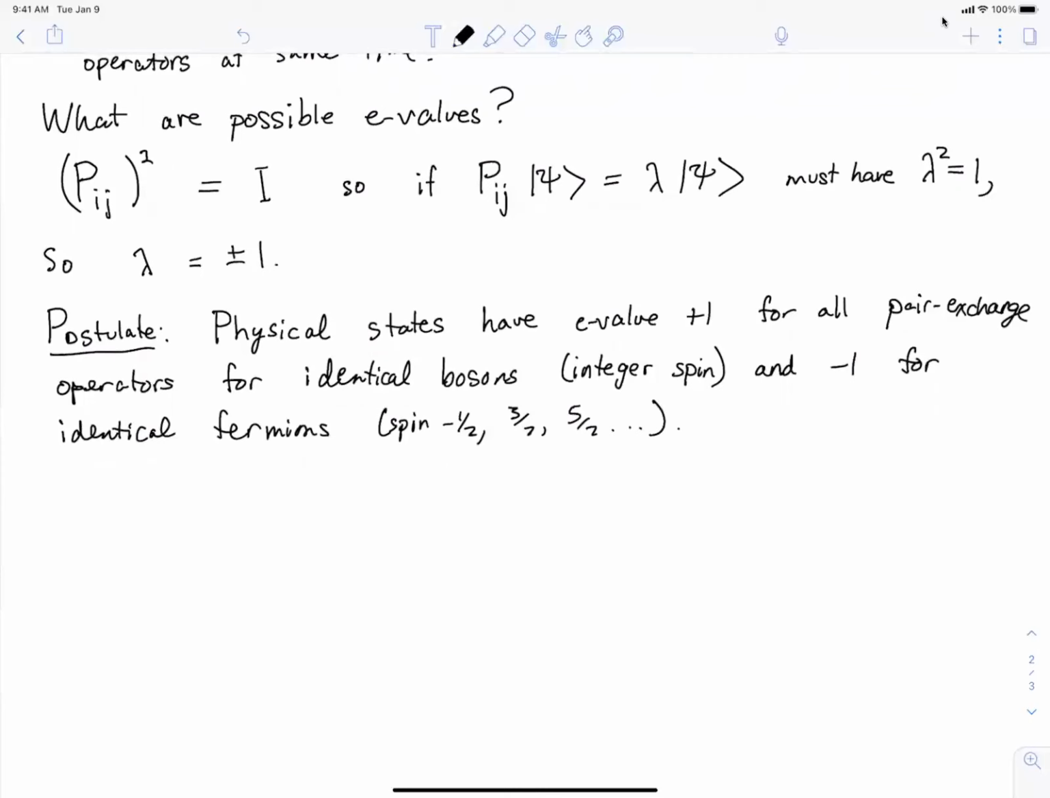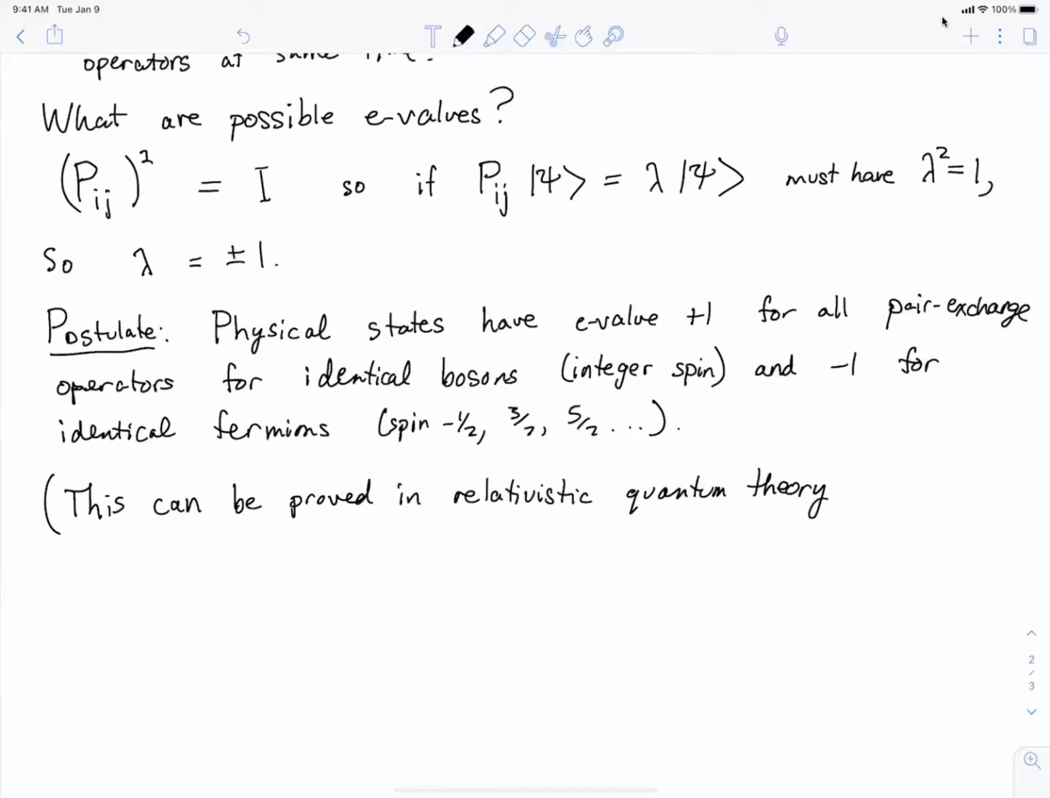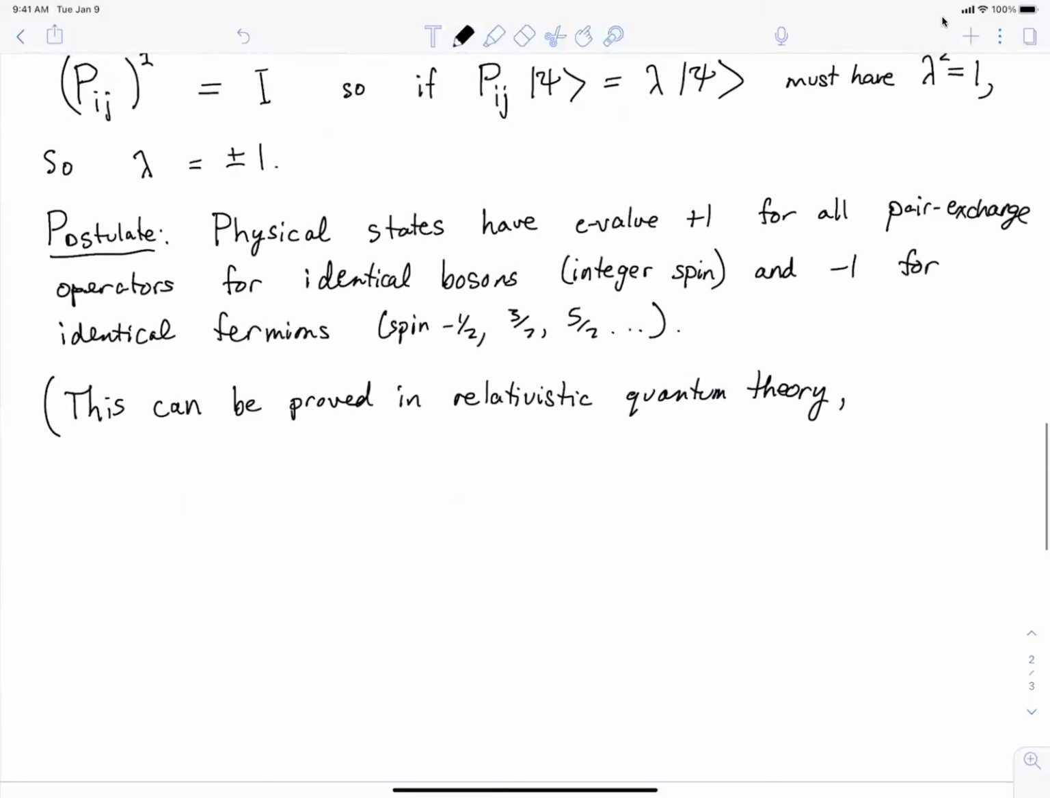So it turns out, I'm going to put this in parentheses, that you can prove this rather than taking it as a postulate if you do relativistic quantum mechanics. So this can be proved in relativistic quantum theory. And so you don't need to take it as a postulate in that case. But in this course, we are not basing anything on assuming relativity. And more generally, you could assume that, for example, relativity was wrong or something. You wouldn't want to do that because the evidence for relativity is, of course, very strong.